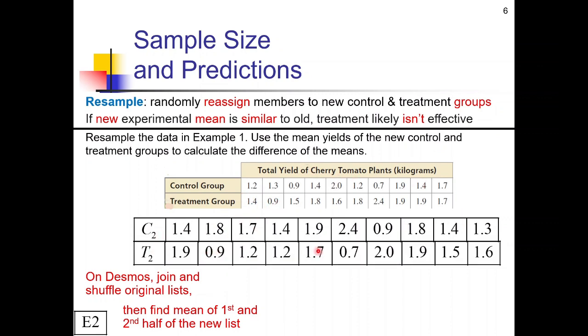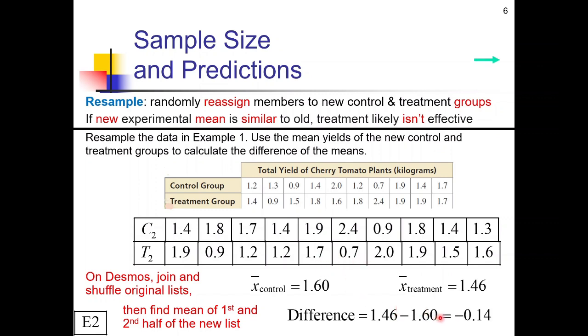And here was my new treatment group the first time I tried this. And then my mean difference of these groups, I had 1.6 for the control. I had about 1.46 for the treatment, and that came out to roughly negative 0.14 when I subtracted those. But again, there's a wide variety of different differences that you could come up with depending on how you randomize these things.